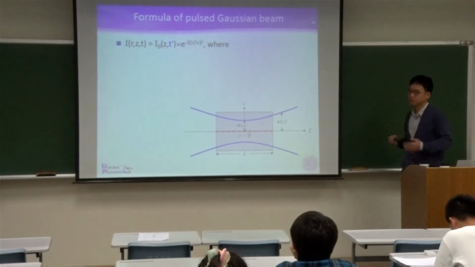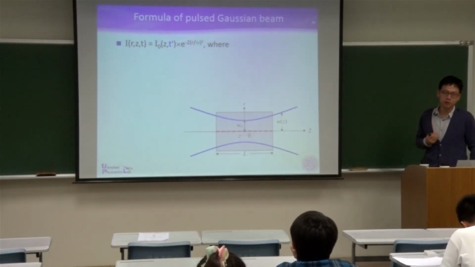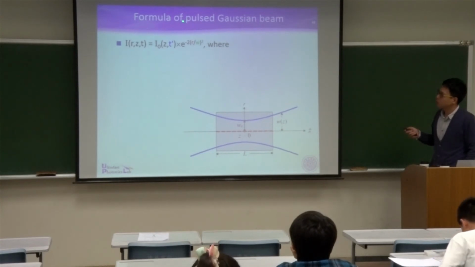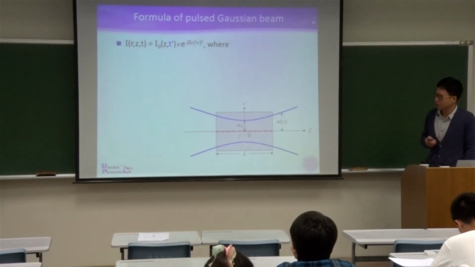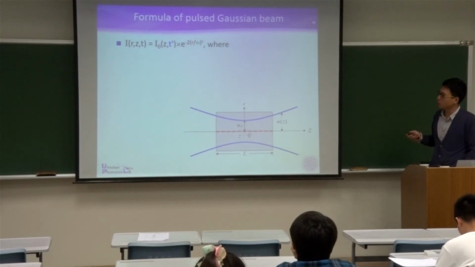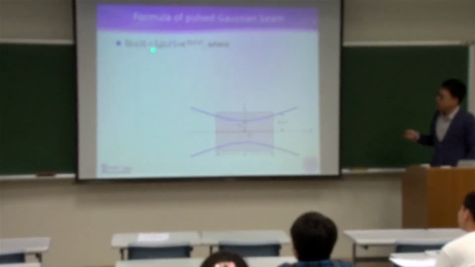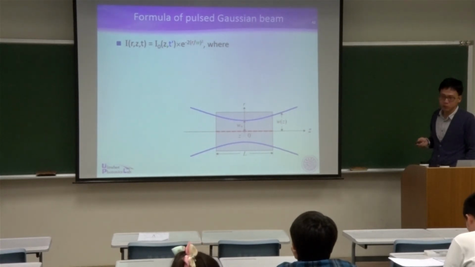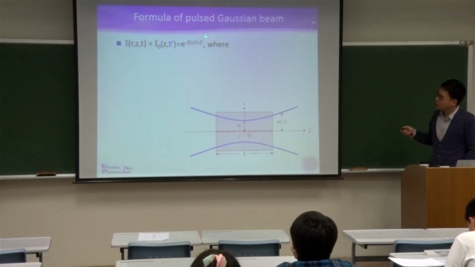Okay, now we need to do some calculations. Starting with the formula of a pulsed Gaussian beam. Actually, we have seen this model before. For a pulsed Gaussian beam, the light intensity, big I, can be written as the product of two terms. The first one, I0, is the on-axis light intensity. The second term, you can see, is a Gaussian function.